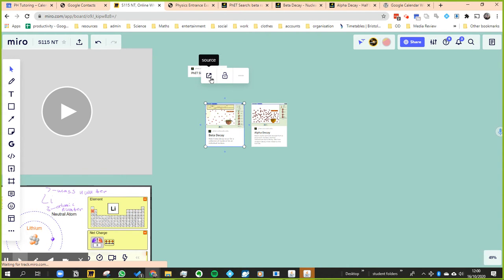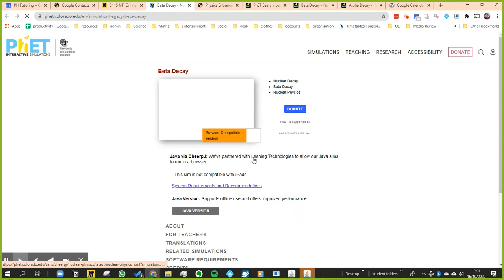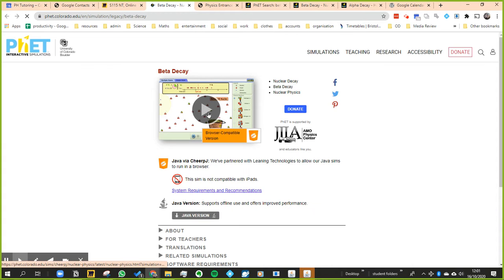So what we're going to do is click on this pop-up where it says source, and it'll take us to the website. And then when you get to that website, you can try pressing play, or you can maybe download the Java version. So I've got the Java version opened up already down here somewhere.